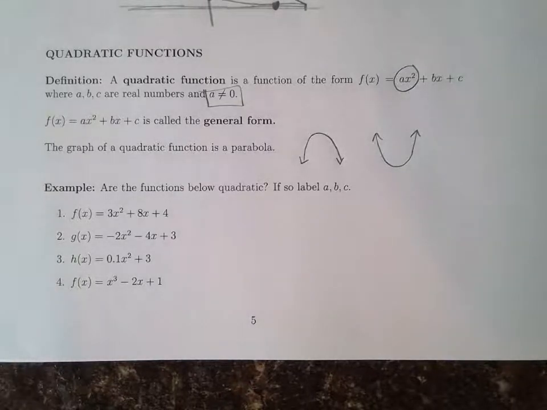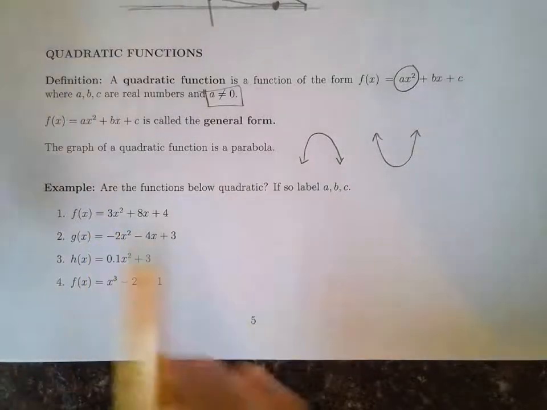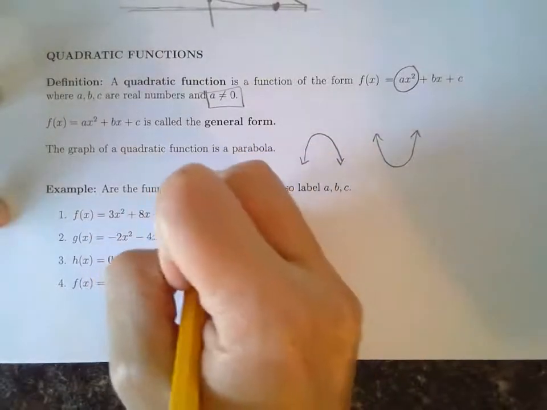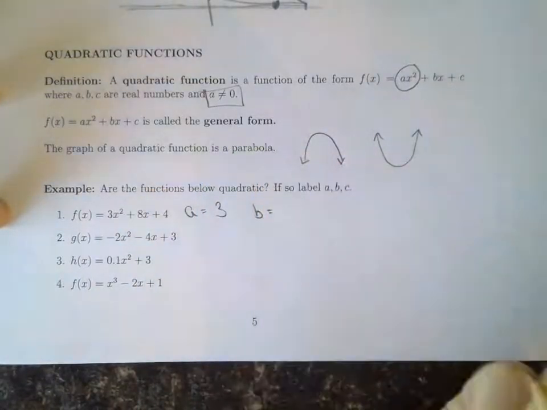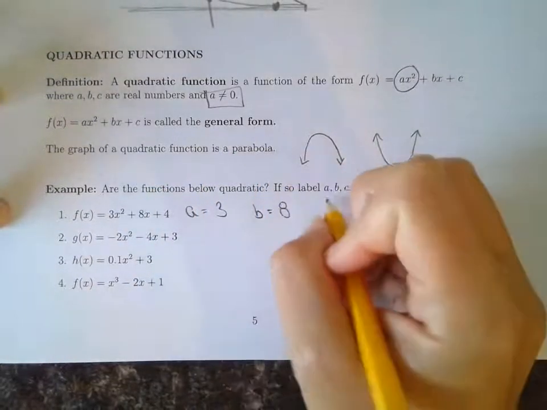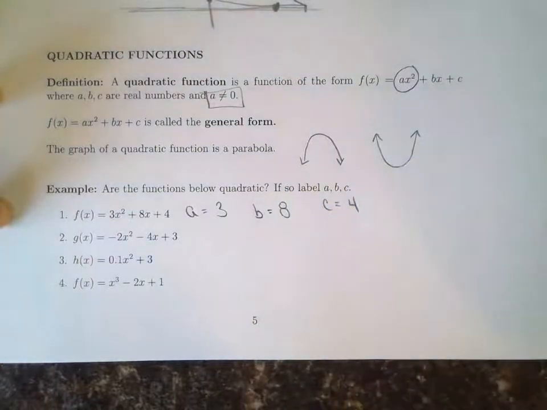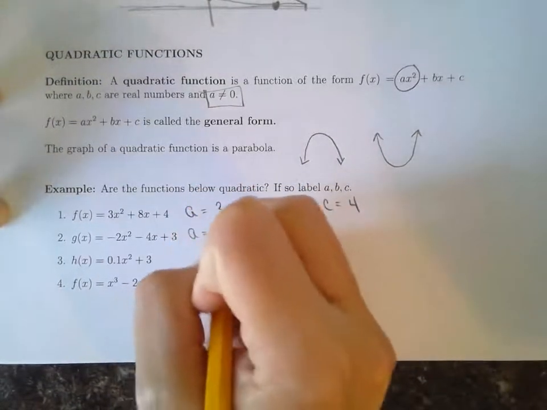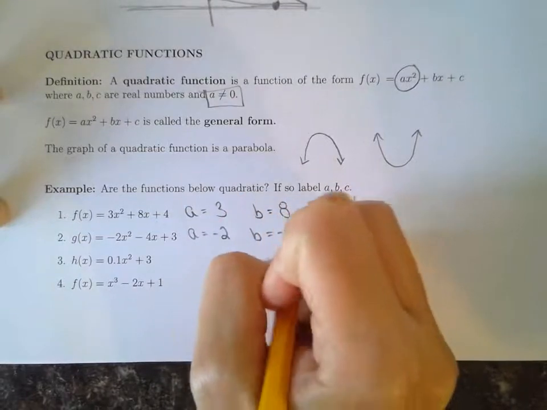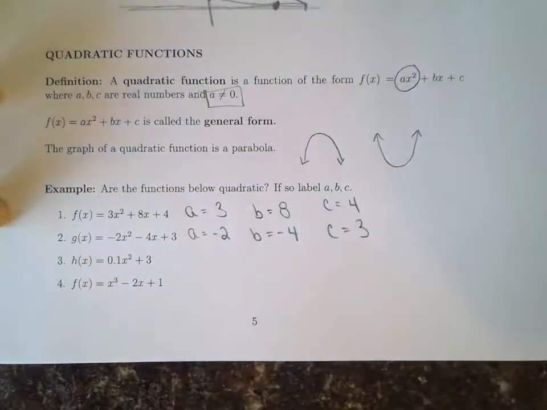This is quadratic. You see an x squared here as the highest power. So a is the number in front of the x squared. That is 3. b is the number in front of the x value, which is 8. And then c is the constant, which is 4. Number 2, g of x equals negative 2x squared minus 4x plus 3. Again, yes, this is quadratic. a would be negative 2, b is negative 4, c is 3.